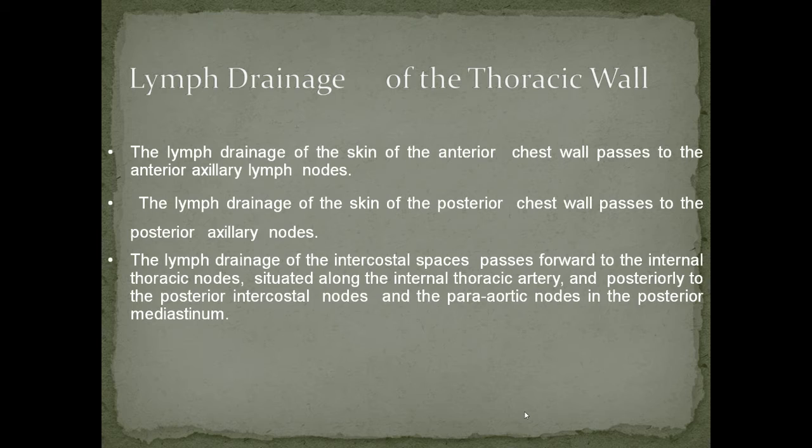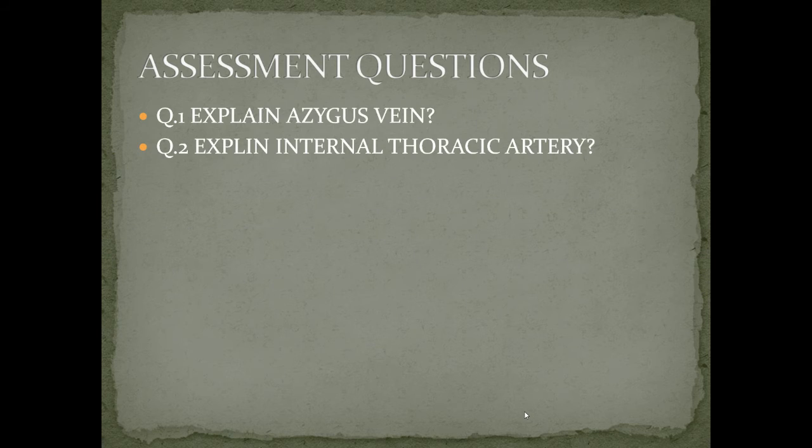Now we'll see the lymph drainage of the thoracic wall. Lymph drainage of the skin of the anterior chest wall passes to the anterior axillary lymph nodes. The lymph drainage of the skin of the posterior chest wall passes to the posterior axillary nodes. The lymph drainage of the intercostal spaces passes forward to the internal thoracic nodes situated along the internal thoracic artery, and posteriorly to the posterior intercostal nodes and the para-aortic nodes in the posterior mediastinum.